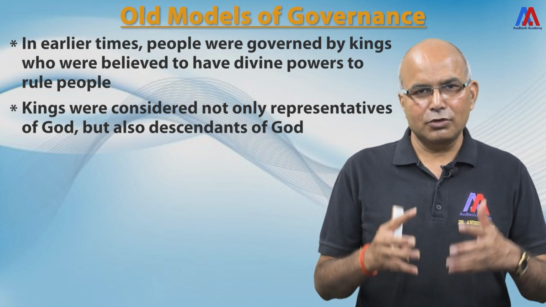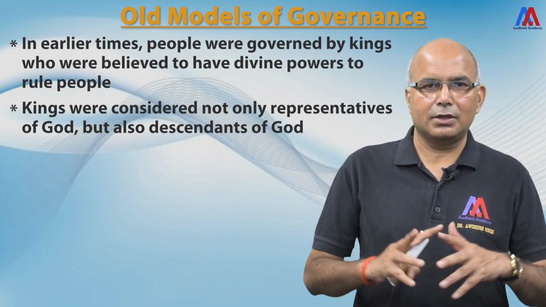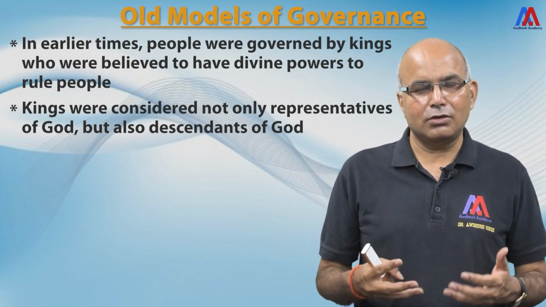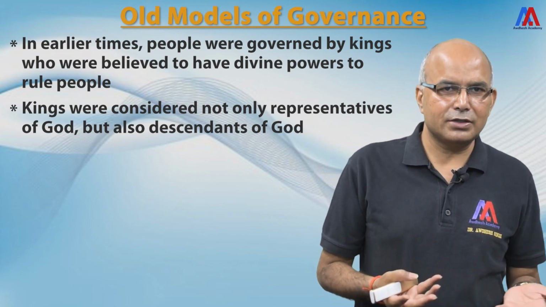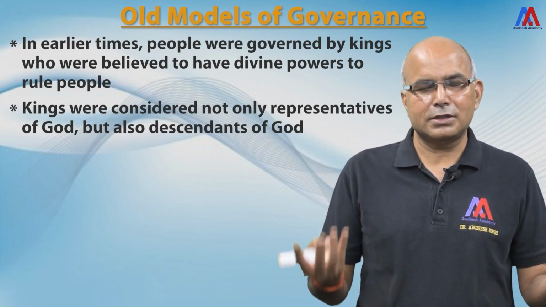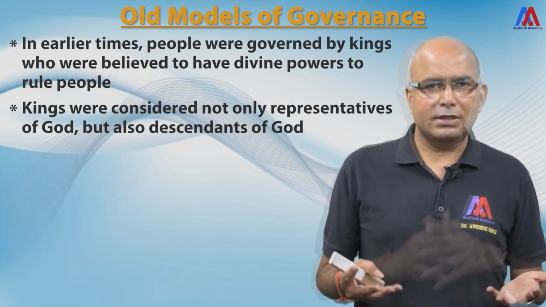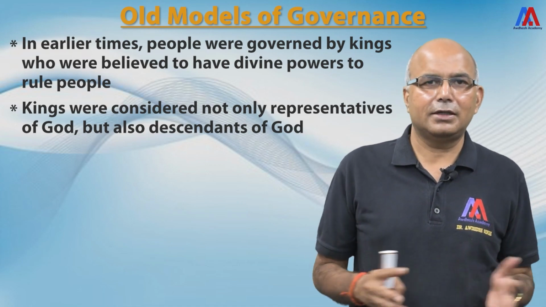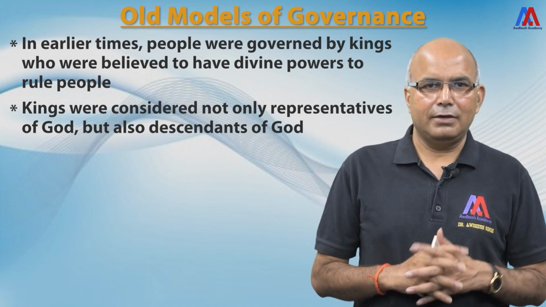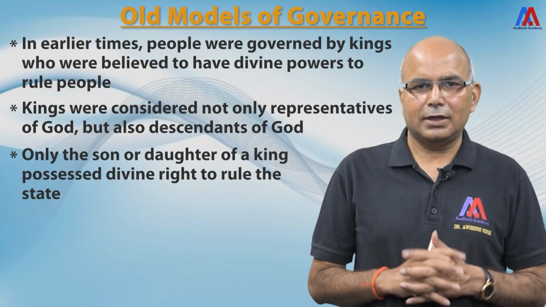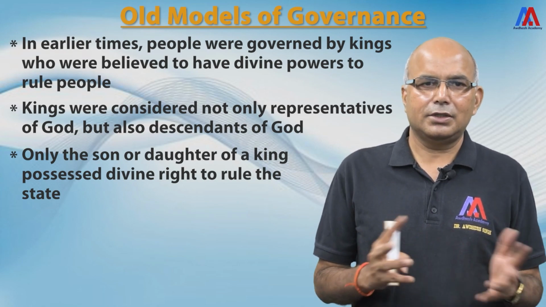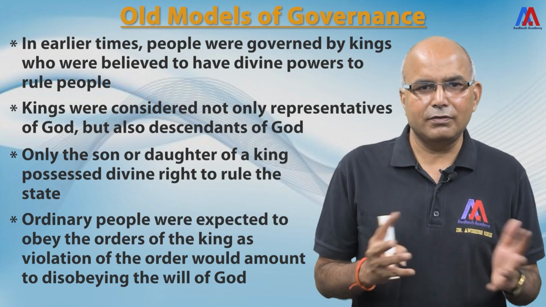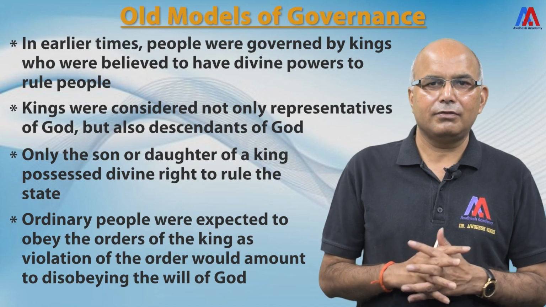We know that almost all the great characters, for example, Karna, Arjun, Bhim, were all considered to be the son of some god. Even in the West, Alexander was also considered to be son of God. These kings projected themselves as the sons of gods, and therefore they had the divine right to rule. And only the son or daughter of a king possessed the divine right to rule the state. The ordinary people were expected to obey the orders of the king, as the violation of the order would amount to disobeying the will of God.